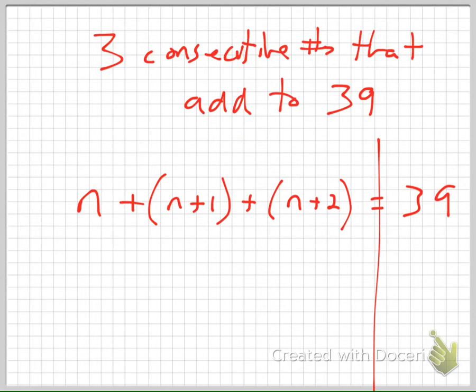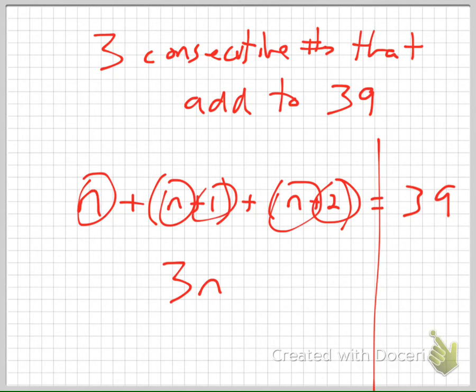What is n plus n? There's parentheses here, but it doesn't even matter. We can't do anything inside those parentheses, right? So, what is n plus n plus n? 3n, and then plus 1 plus 2 is plus 3 equals 39.